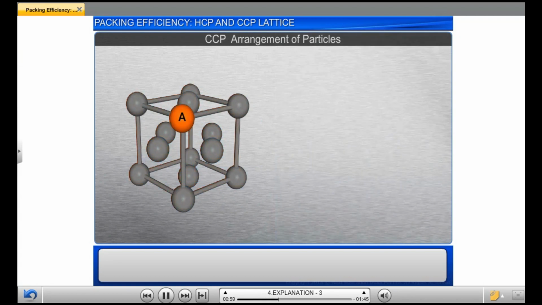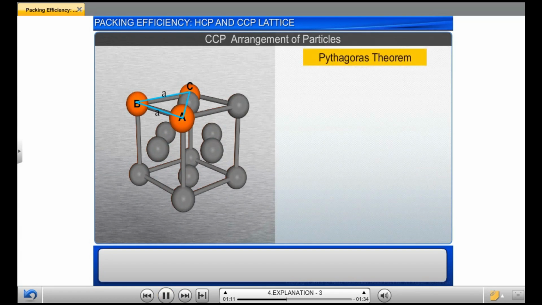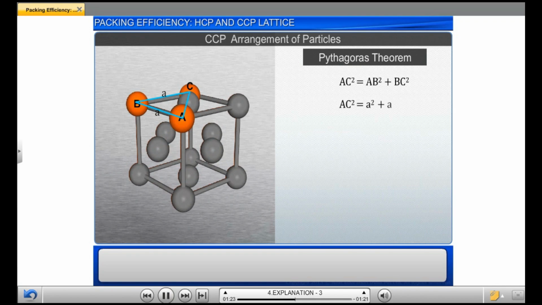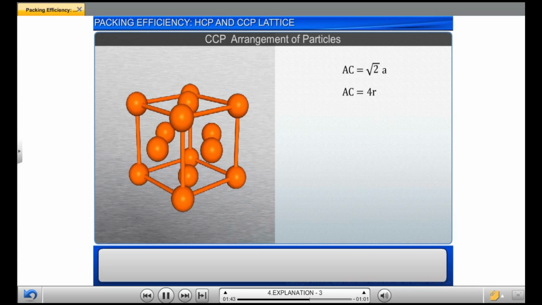Let spheres A, B, and C lying on the unit cell form a right triangle, as shown here. Then, applying Pythagoras theorem, we get AC square is equal to AB square plus BC square. Therefore, AC square is equal to A square plus A square, which is equal to 2A square. Hence, AC is equal to root 2 A. However, face diagonal AC in terms of radius is AC is equal to 4R. Therefore, equating the two expressions for AC, we get 4R is equal to root 2 A. Hence, R is equal to root 2 upon 4 multiplied by A as given here.